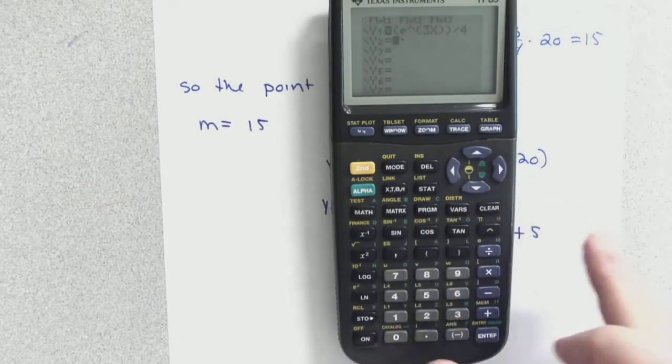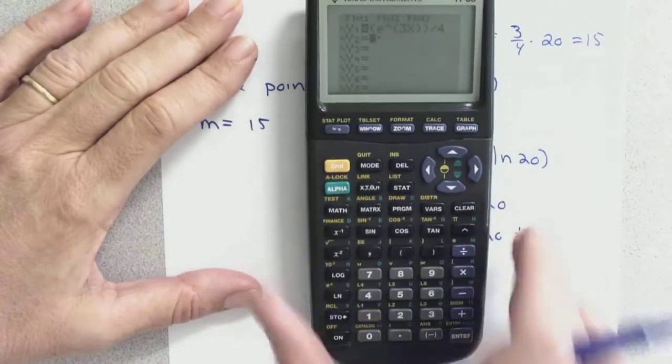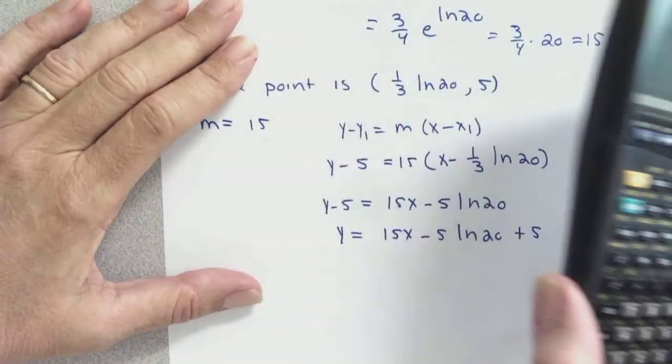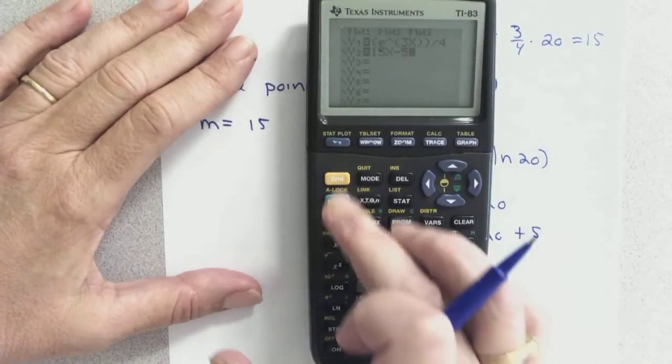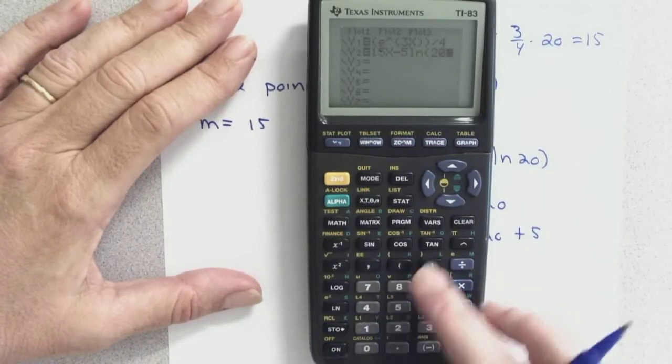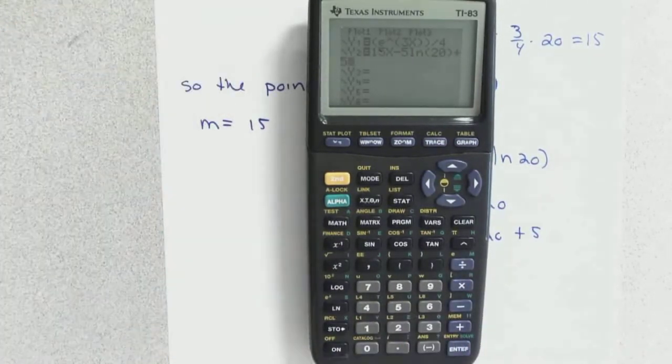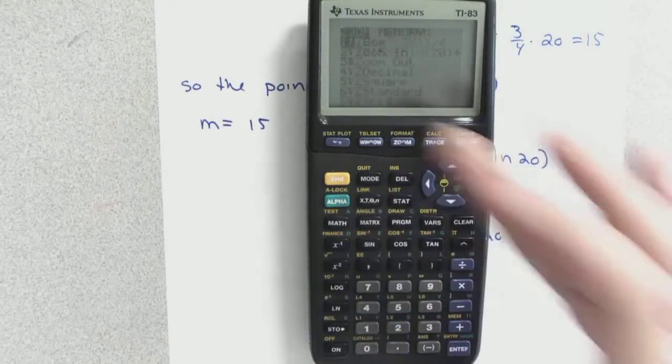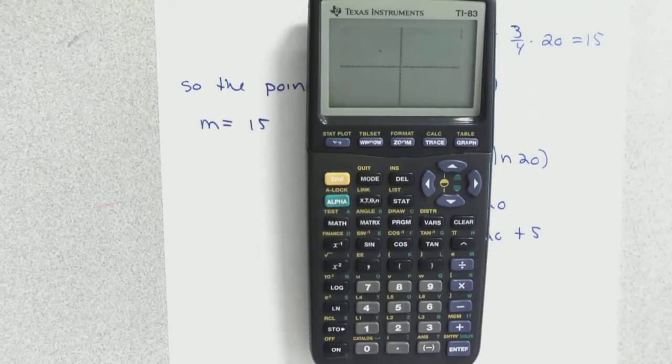So there's the function. And then the tangent line I got was 15x minus 5 natural log of 20 plus 5. So I'll put the original function in there and then my tangent line. And we are just going to hope to God that this is right. So Zoom 6, standard window, see if that does it for us. There's my function. And there's my tangent line.